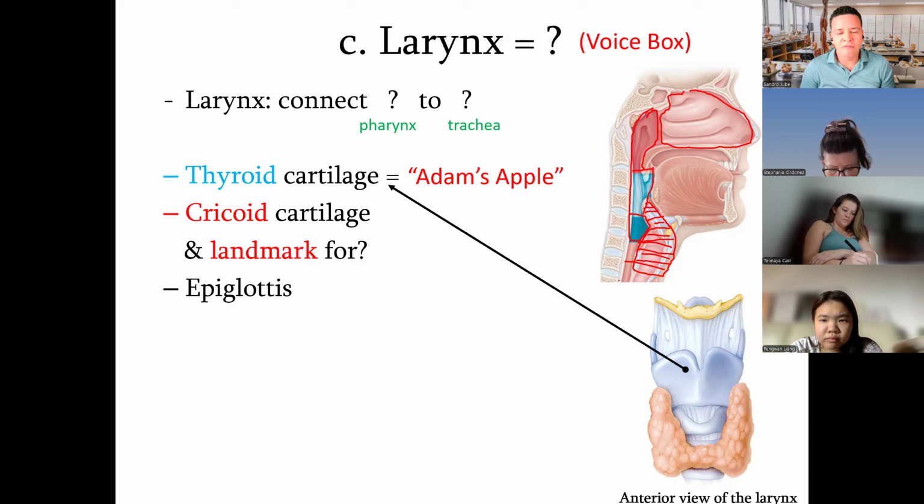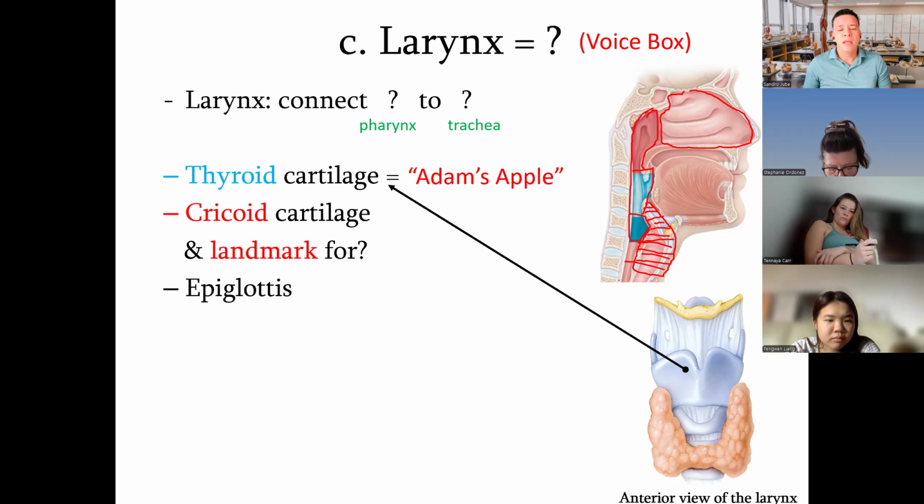Now, just FYI, it wasn't just Adam that ate the apple. Eventually, Eve also ate the apple, because it's not just guys that have an Adam's apple. Okay? Both males and females have a thyroid cartilage. Now, the thyroid cartilage of males is more pronounced, especially as we're going through puberty. The production of testosterone does lead to the enlargement of the thyroid cartilage. And this is what's going to give males in general a deeper voice.